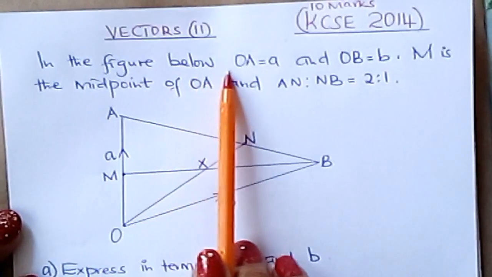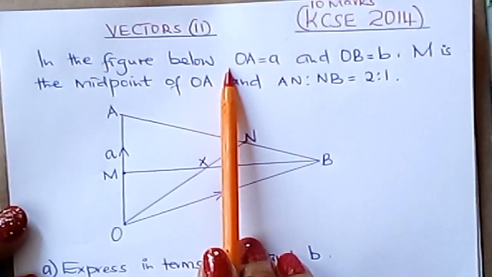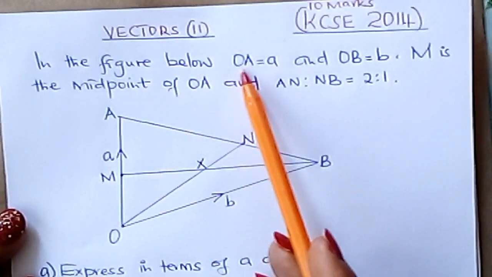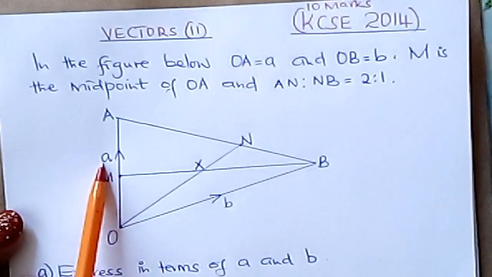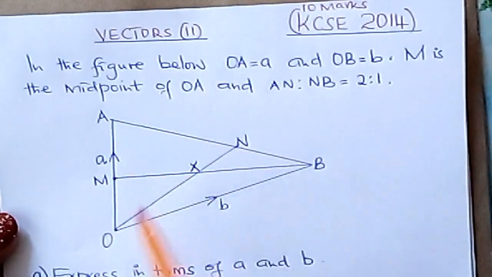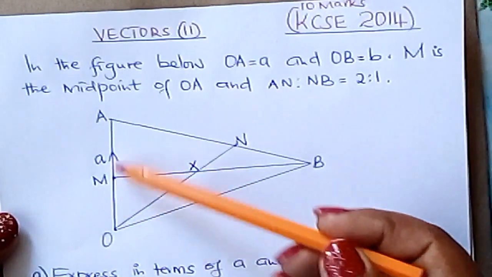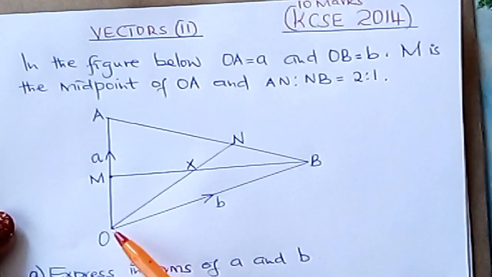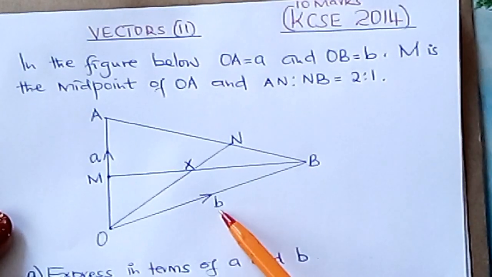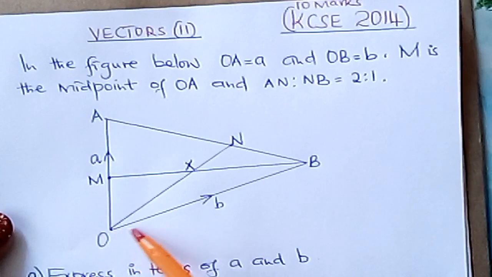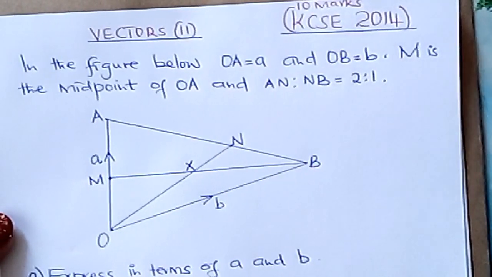In the figure below, you read carefully. OA is A. It is here, and there is an arrow, OA, an arrow heading to A. OA is A and OB is B. You confirm, OB is small b, and there is an arrow heading to B, meaning that this is vector OB.